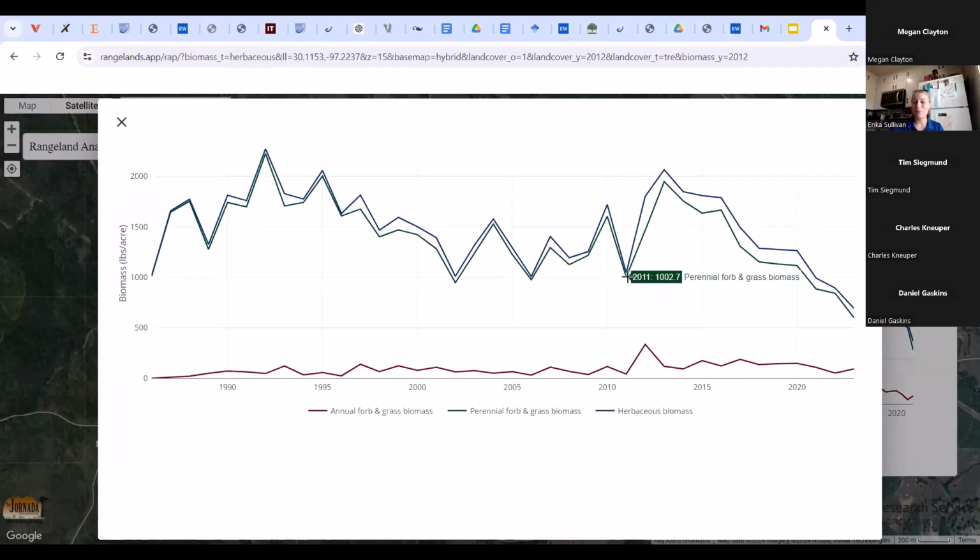We can see that herbaceous biomass, perennial forb and grass biomass, took a beating during the time of 2011, but it came back up rapidly after 2012, which I think was around the time that the fire took place. My Texas Master Naturalist folks, I think most of us know this, but after fire hits an area, that grass is going to come back real quick. Grass loves fire. So that's just really cool to see. That's something that I would definitely use for a presentation on just the impacts of fire. Really cool stuff.